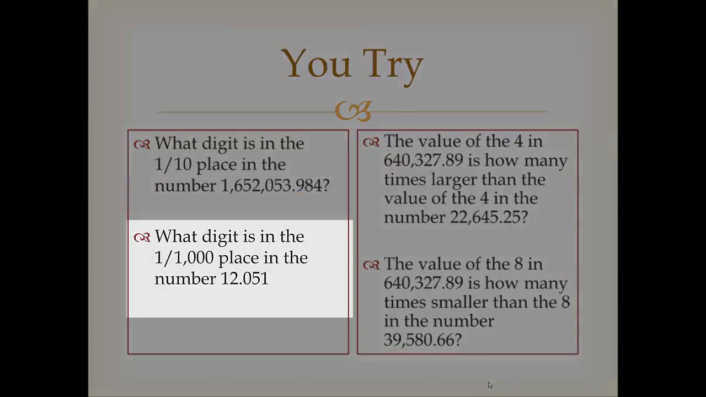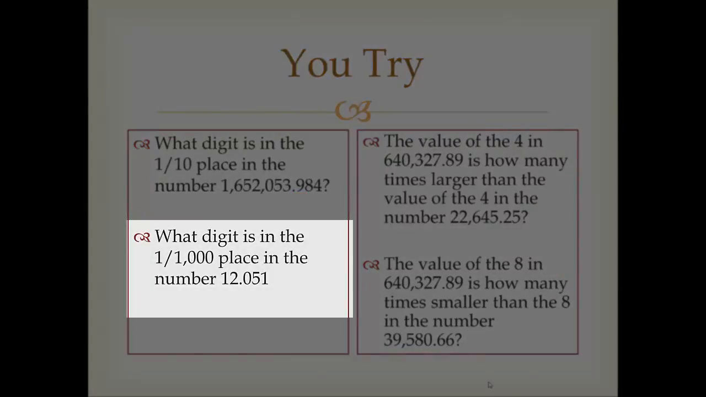In the second question, I wanted to know what digit is in the 1/1000ths place value in 12 and 51 thousandths. Well, I know that the 1/1000ths place value is the third place value to the right of the decimal, and the digit in that place value would be the 1. So the 1 is in the 1/1000ths place value.